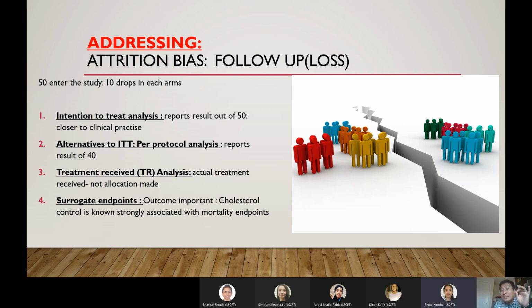They said only 60 of them received the treatment out of 100, and they only reported that. Treatment received analysis. And they said that out of the 100, only 50 improved. Surrogate endpoints. So keep in mind that there are certain ways of addressing the attrition bias, and they will ask which method have they used.